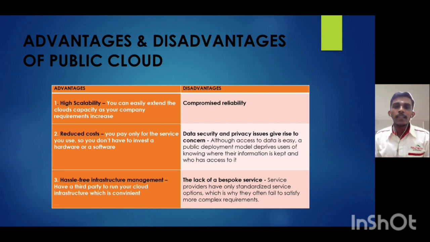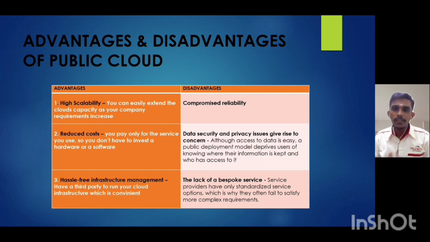The advantages and disadvantages of public cloud. The first advantage is high scalability. You can easily extend the cloud's capacity as your company requirements increase. Secondly is reduced cost. You pay only for the service you use, so you don't have to invest in software or hardware. The third advantage is hassle-free infrastructure management, where a third party runs your cloud infrastructure, which is convenient. The disadvantage of public cloud is compromised reliability.